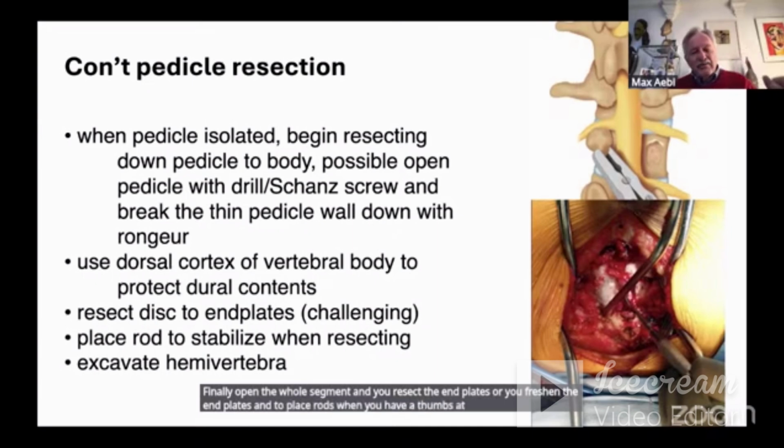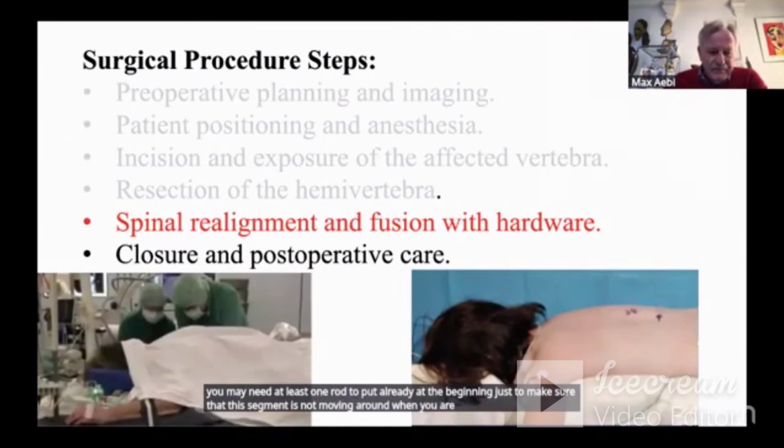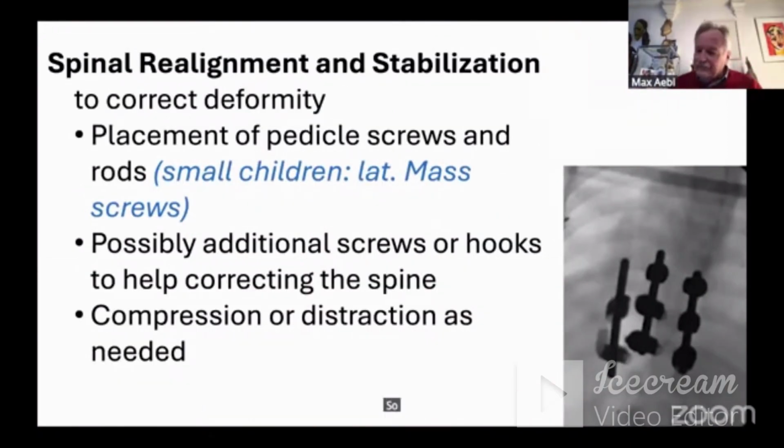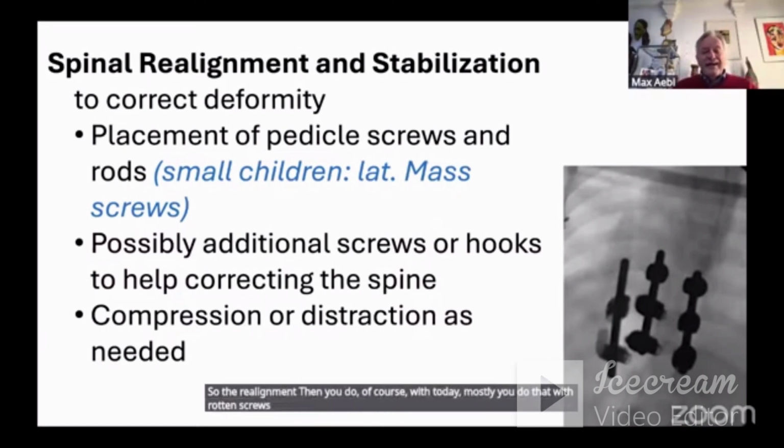The thing is, of course, that in so-called unstable situations, you may need at least one rod put in already at the beginning, just to make sure that this segment is not moving around when you are decompressing it. The realignment you then do, of course, today mostly with rods and screws. In very small children, you can use lateral mass screws from the cervical spine system when you don't have a pediatric spine system.